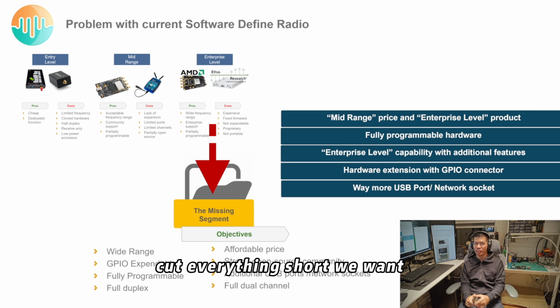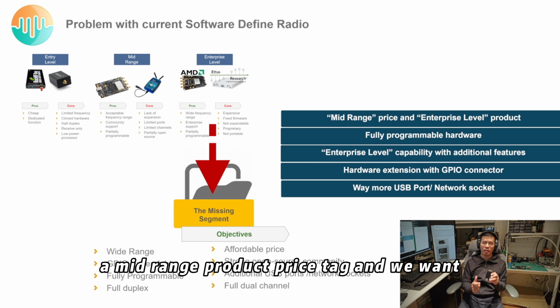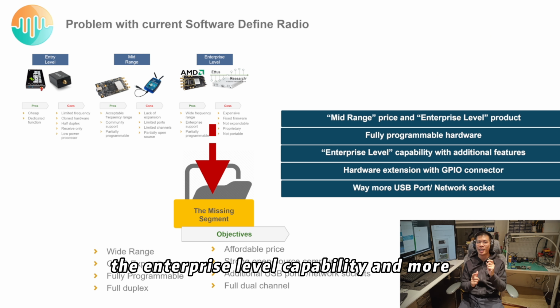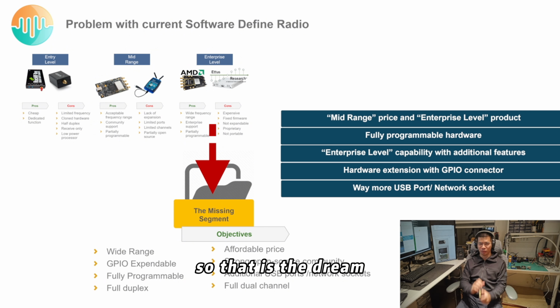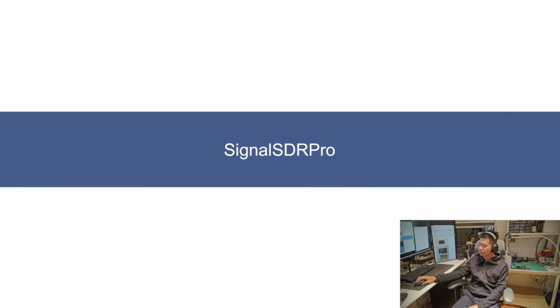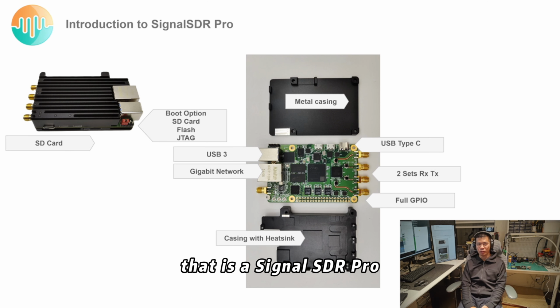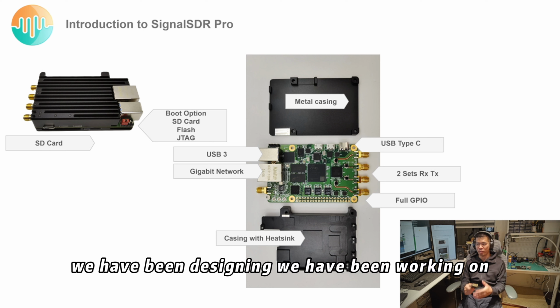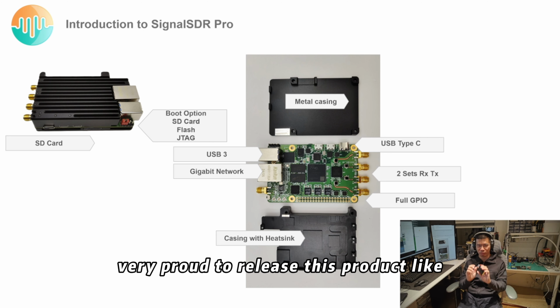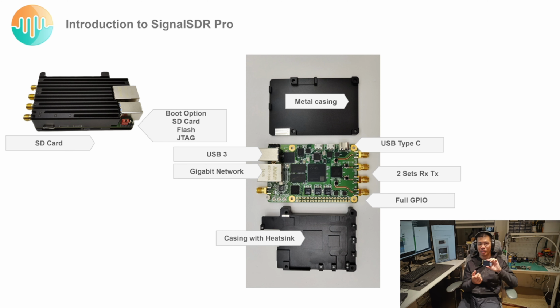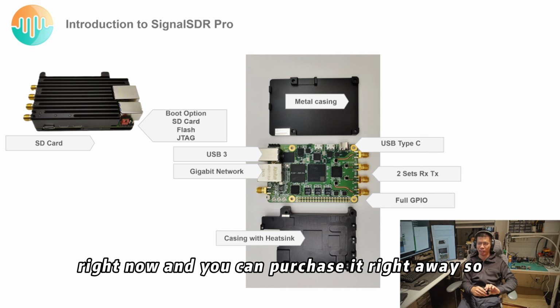Cut everything short. We want a mid-range product price tag, and we want the enterprise-level capability and more. So that is the dream. So that is the Signal SDR Pro, the product that we have been designing and working on, and we are very proud to release this product right now, and you can purchase it right now, right?